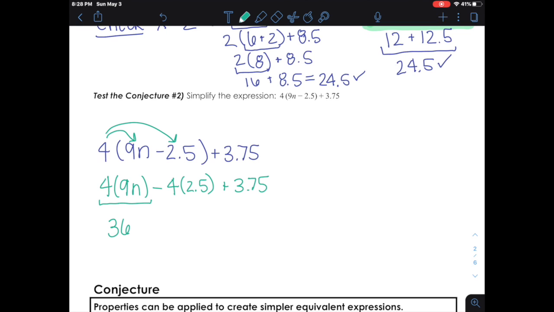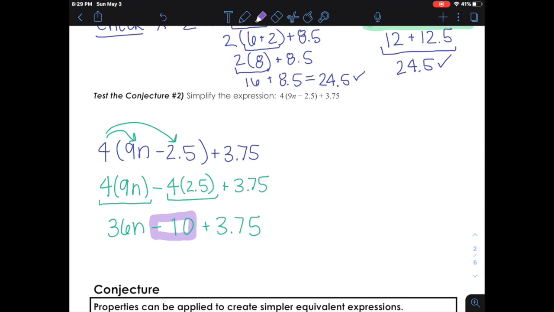Okay, so let's simplify here. First we have 4 times 9n, which is 36n. Okay, we have 4 times 2.5, which is actually 10. And then we have to add the 3.75.